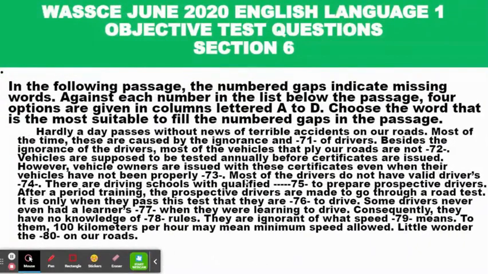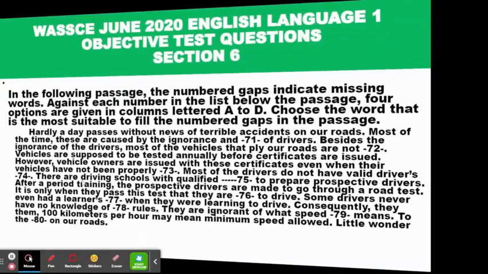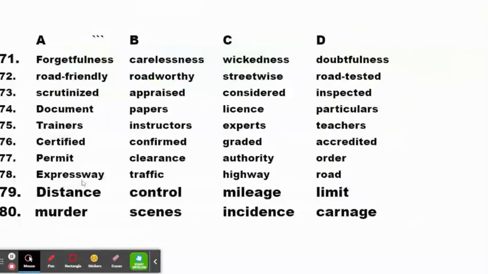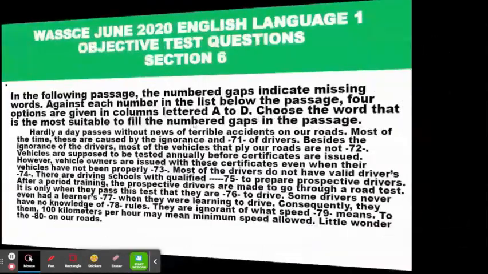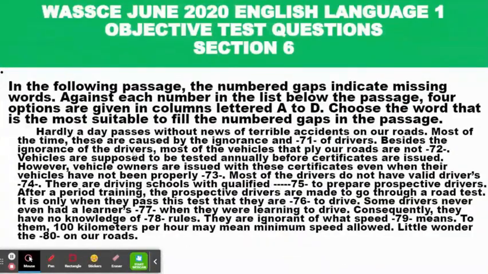Moving forward, most of the drivers do not have valid driver's dash. This is obvious, isn't it? What else if not license? But let's look through the options. A, document. B, papers. C, license. D, particulars. Option C is correct, license. All right, now let's continue.